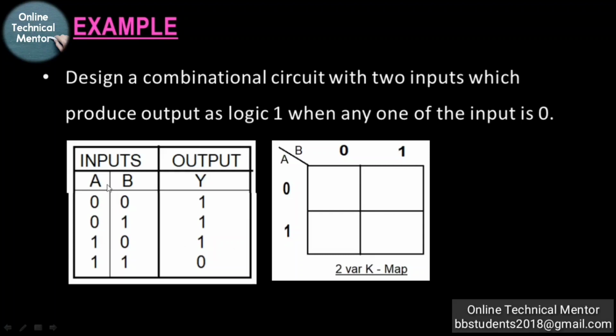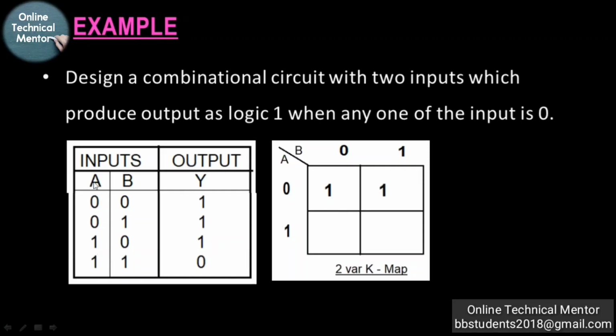Now for the first combination, where A is 0 and B is 0, it is pointing to the first cell. So what is the output? 1. So just write down 1. For the second combination of input, A is 0 and B is 1. That is the second cell. What is the output? 1. Just write down 1.